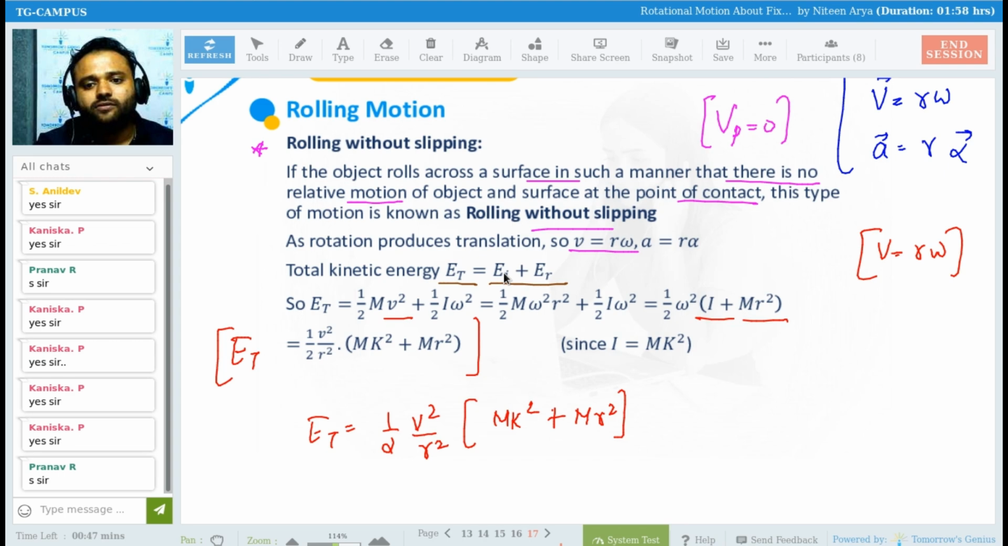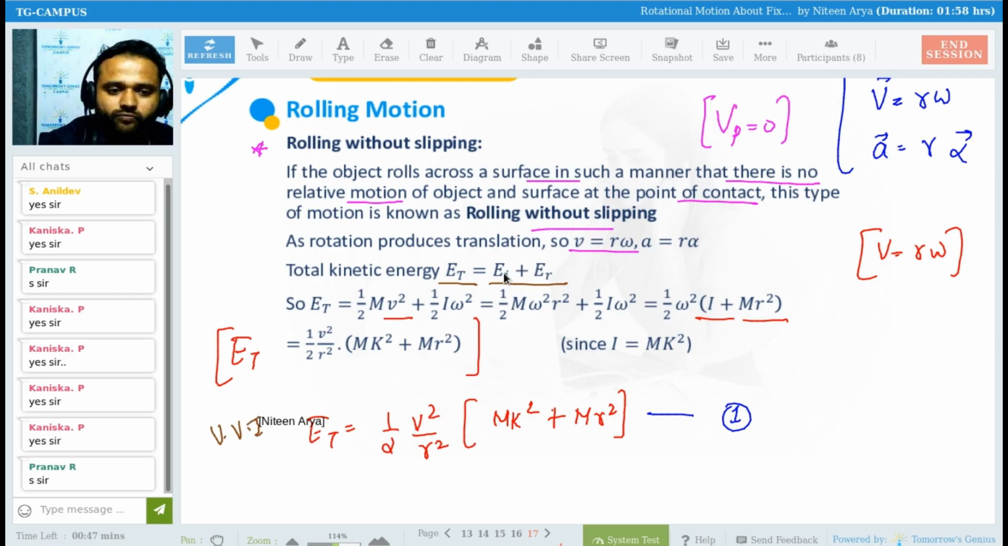And if I put the value of ω, which is v/r, so v²/r², and I is mk² and mr². Clear, everyone? This is going to be the important case. This thing, equation 1, I can rewrite again for this rolling motion. This is going to be very, very important for the next few slides, and even in general also.